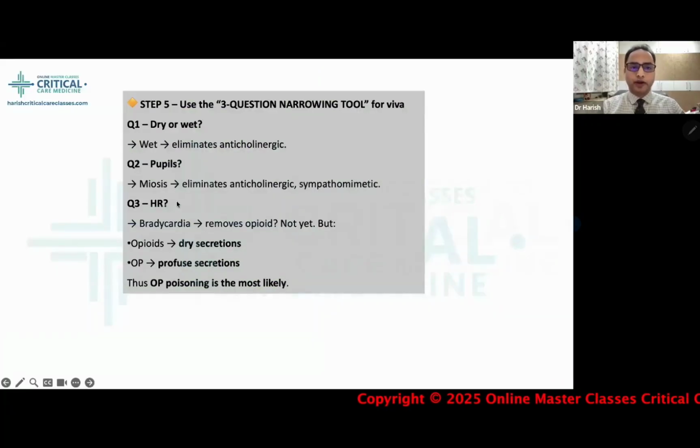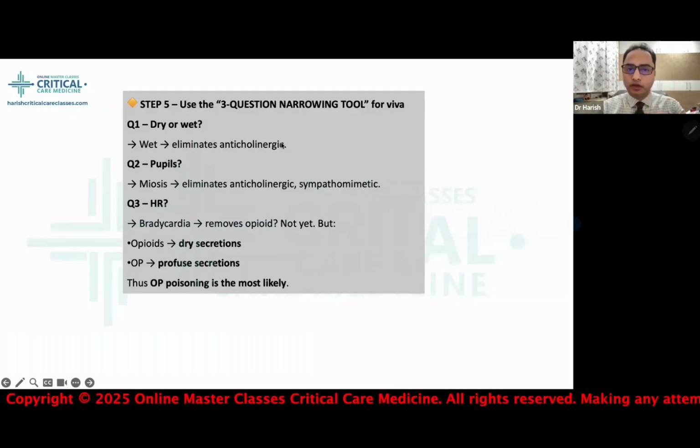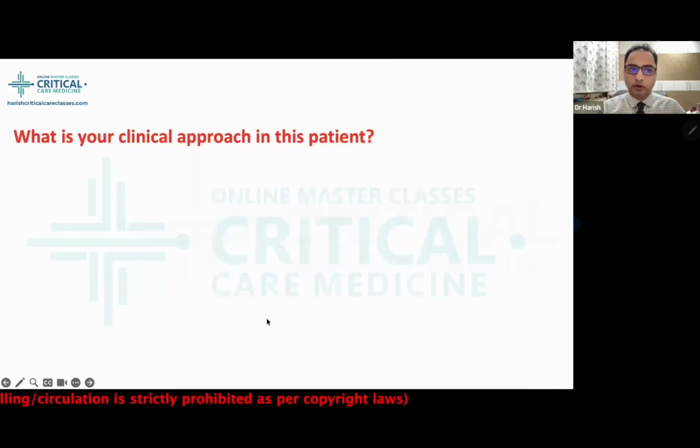Okay, so step 5. Use the 3-question narrowing tool for viva. Dry or wet? Wet eliminates the anticholinergic. Pupils: miosis eliminates the anticholinergic and sympathomimetic. Heart rate: bradycardia removes sympathomimetic, but not opioid. But opioids usually have dry secretions, while organophosphate has profuse secretions. So OP poisoning is the most likely diagnosis in this particular patient.